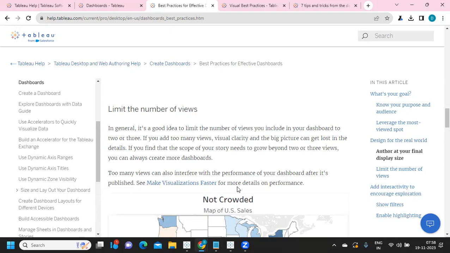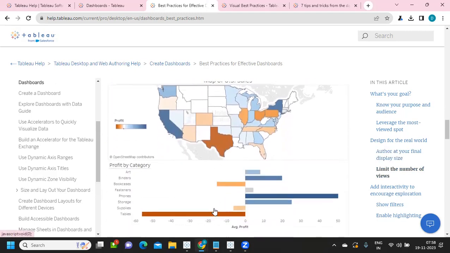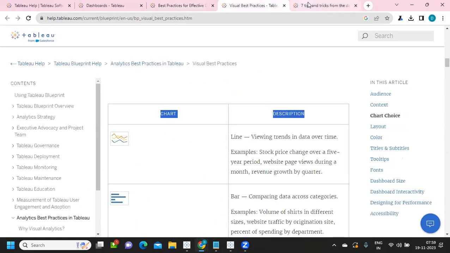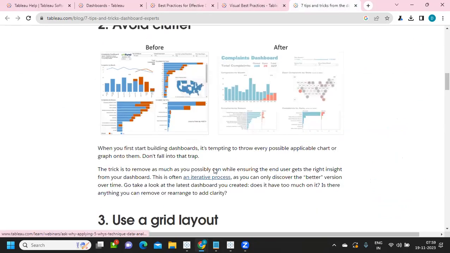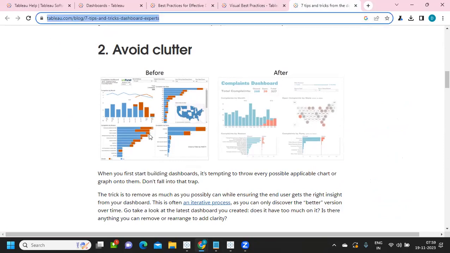Now how many views are good or bad for you? For that, this is a number that Tableau has given, that you need not go beyond this. This is not crowded. And if I scroll down here, this is what we call a cluttered dashboard. Avoid cluttering. If I try to clean this up, it will look something like this. Again, this is taken from one of the Tableau blogs that inspired me to share with you.